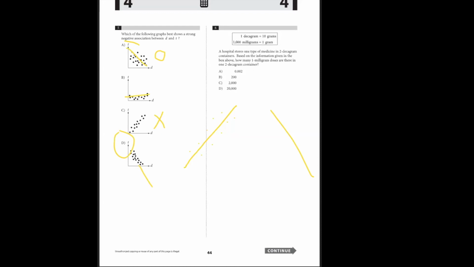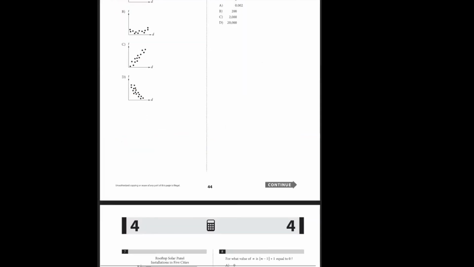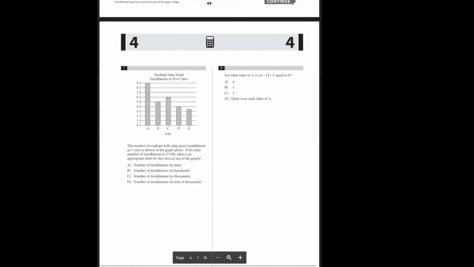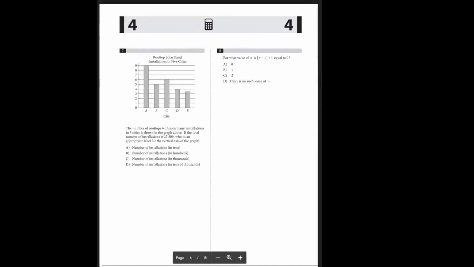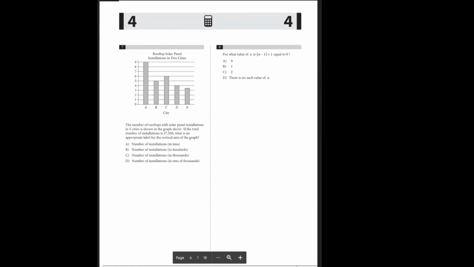So let's see. I'm going to go on to the next page. And all right. So let me clear this and go on to the next page. I think number 8. Let's do number 8 because there's absolute value. So that one can be kind of tricky, I guess.